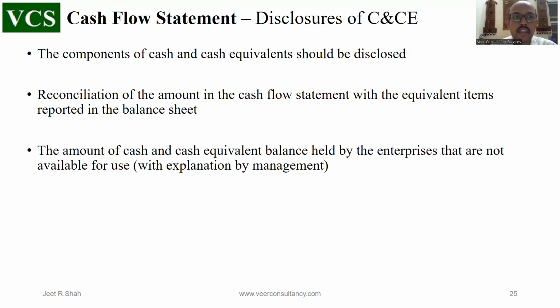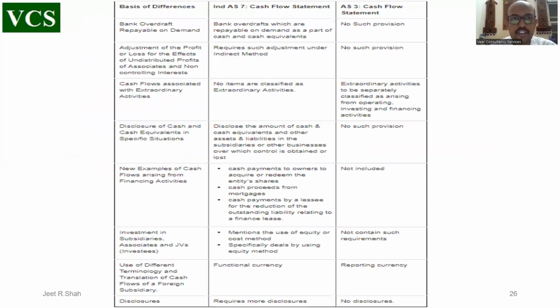Disclosure of cash and cash equivalents में क्या आएगा? Components of cash and cash equivalents क्या क्या उसके अंदर है? You reconcile the amount, and it has to be equivalent. The cash and cash equivalents as per the cash flow statement should be exactly the same as in the balance sheet. So there will be a huge amount of disclosure for cash and cash equivalents, which you will find in the cash flow statements. There are certain distinguishing factors between Ind AS 7 and AS 3, which we are not going into in detail in this video right now.